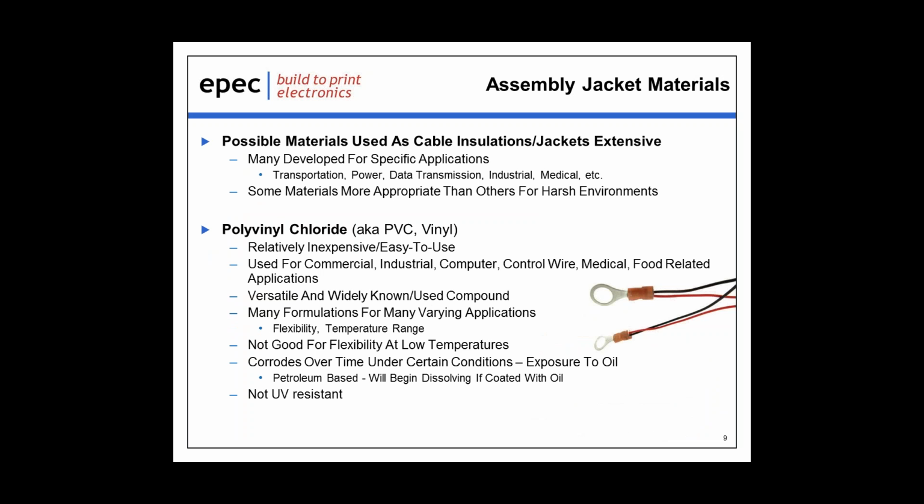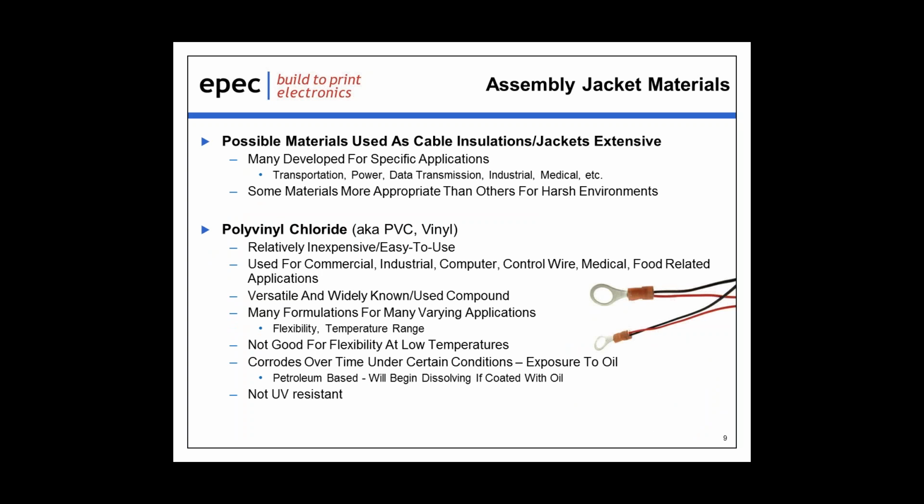The list of possible materials that can be used as insulation in jackets is really quite extensive. Many of the materials were designed for very specific applications, while other materials are designed to cover a much broader set of applications. Compounds used in one application, such as medical, need to be different than those used in an industrial environment and different than those used in data transmission.